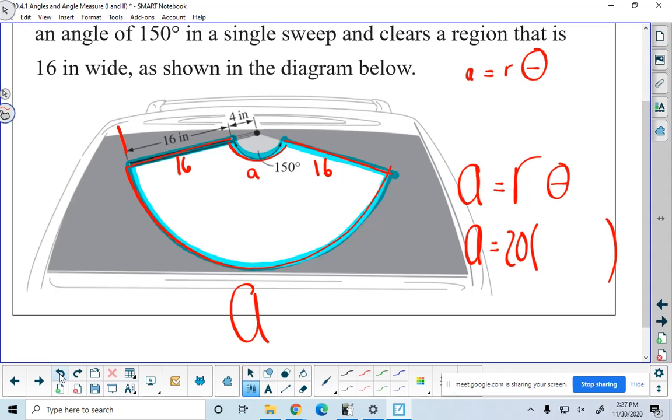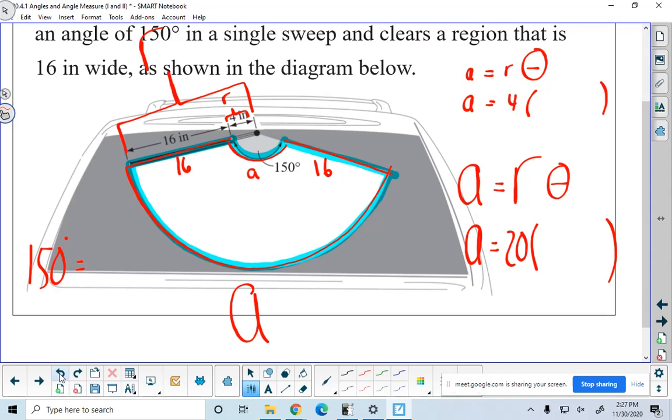This is the big radius. This is the little radius. I hope you can make that out. So for the small arc length, we're going to have 4 multiplied by the angle. Both of those angles are going to be the same. You need to convert 150 degrees to rads.